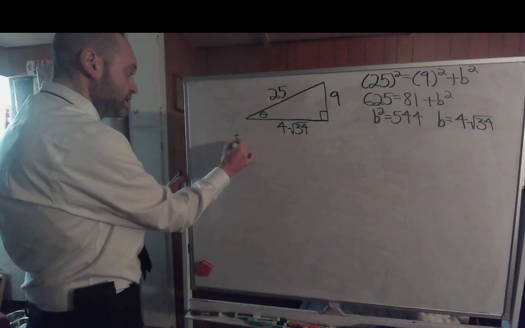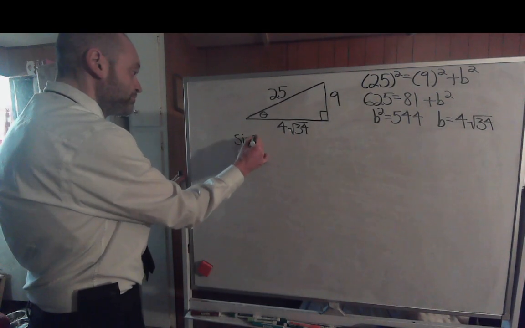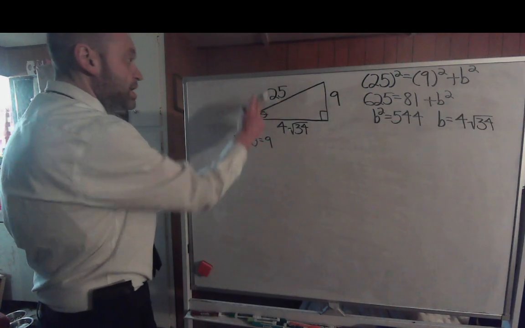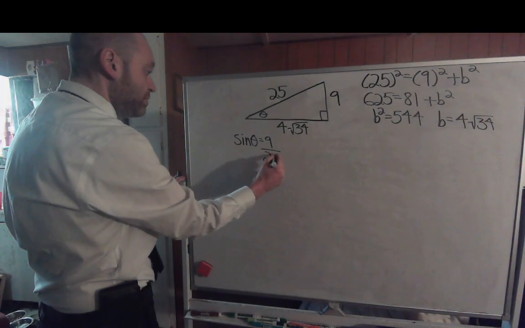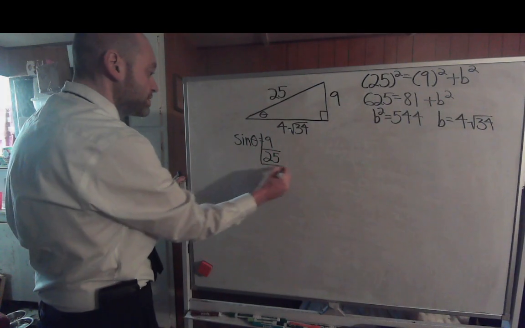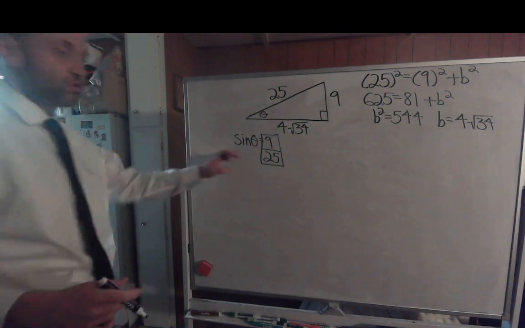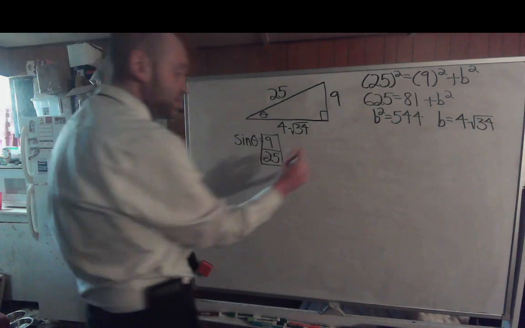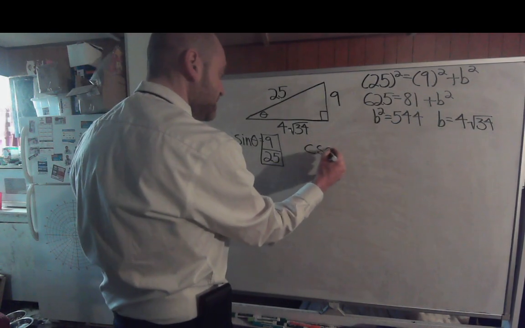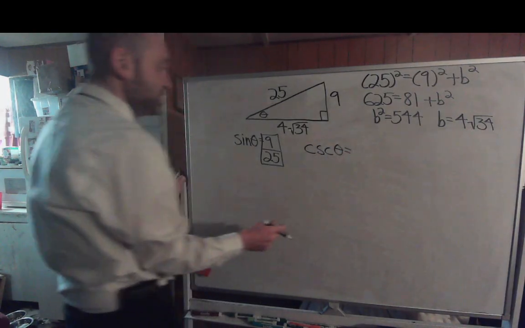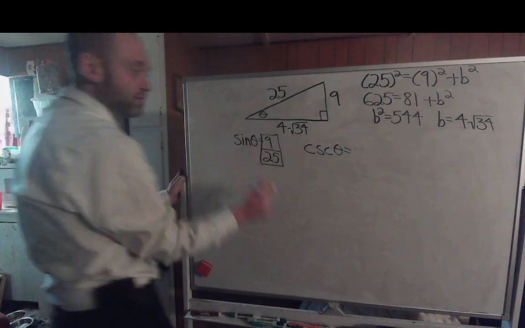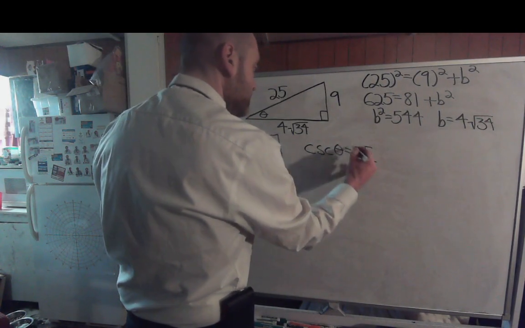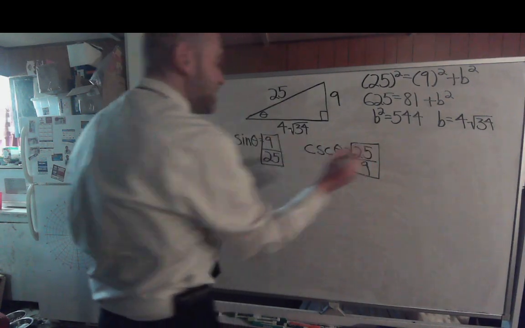So the sine of theta would equal the opposite side of 9 over the hypotenuse of 25, and that won't reduce any further. So sine is 9 over 25, which means now let's go ahead and look at our reciprocal of that, which is the cosecant of theta. Cosecant is the reciprocal of 9 over 25, so it would be 25 over 9. So the cosecant equals 25 over 9.